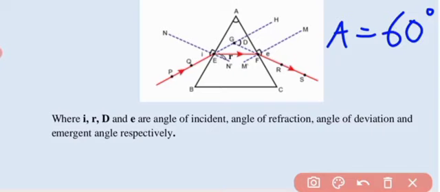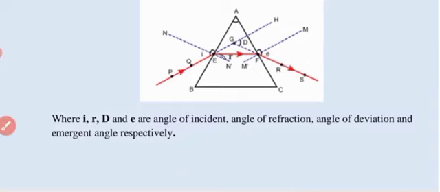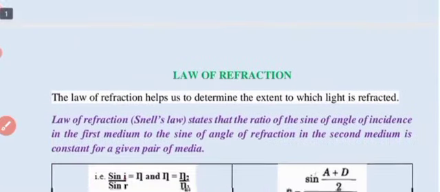We have I as the incident angle, R as the angle of refraction, D, capital letter D, as the angle of deviation, E is known as the emergent angle, and A is what we can call the refracting angle of the prism. Okay, let's quickly see some other parameters before we go into our calculation.